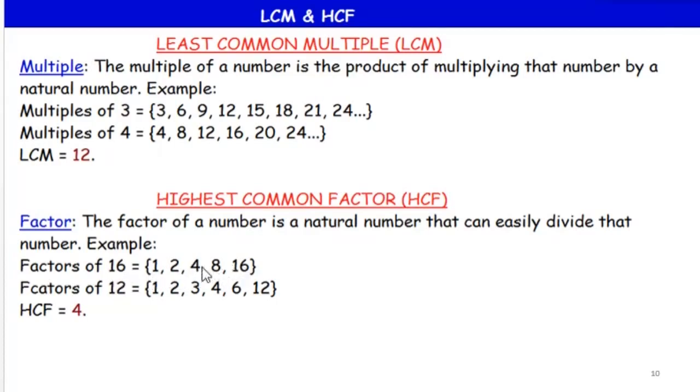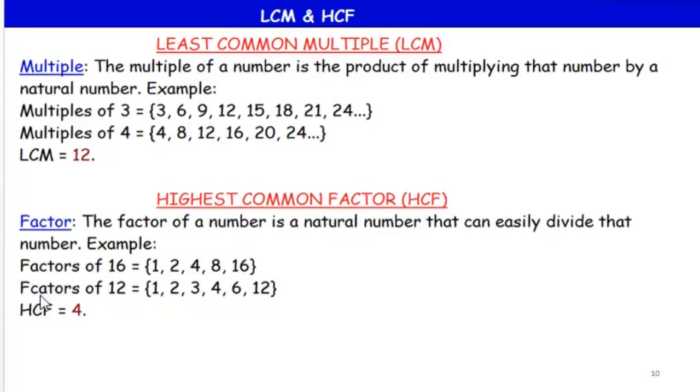So this is the set of the factors of 16, and for sure the set of factors of any given number is a finite set, so it means it has a beginning and it has an end, unlike the multiples of a number, which is an infinite set, right? It means we don't know the limit of the multiples of any number. But for factors, we know the beginning, we know the end. So that is that for factors.